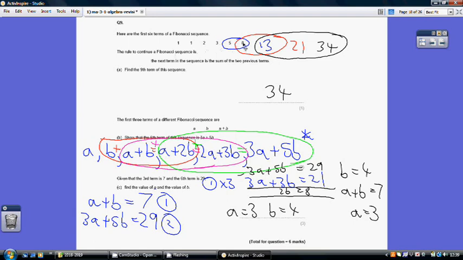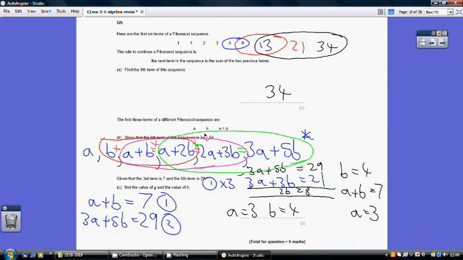So the next 2 terms in the sequence: first of all, 5 add 8 gives us 13. Then 8 add 13 gives us 21. And then 13 add 21 will give us 34. So the 9th term in the sequence, 1, 2, 3, 4, 5, 6, 7, 8, 9, is 34. Now, show that the 6th term of this sequence is 3a plus 5b.